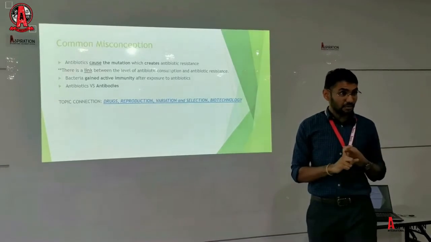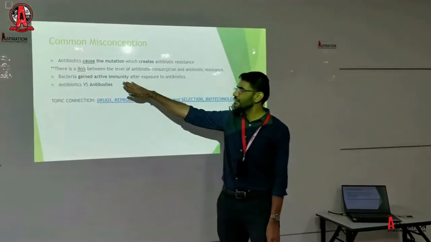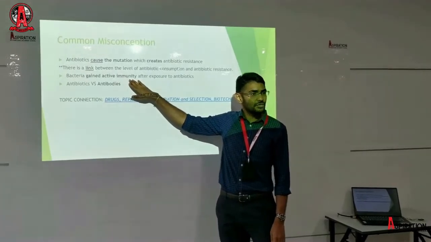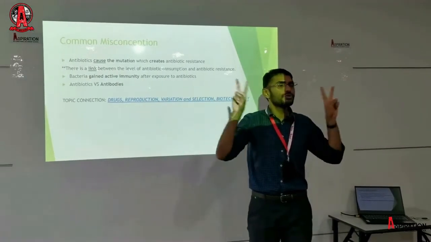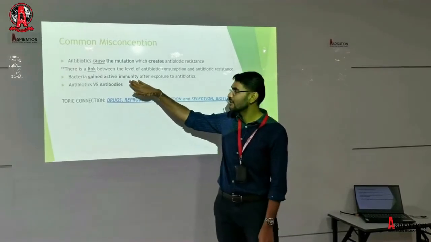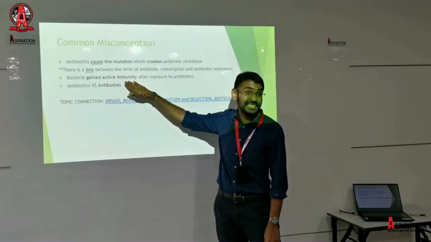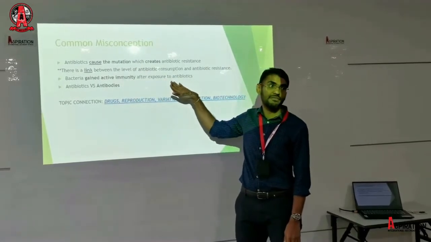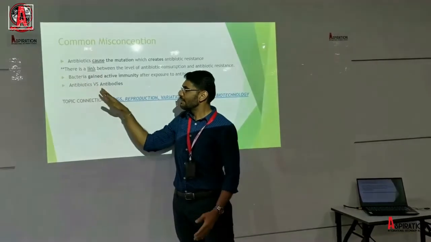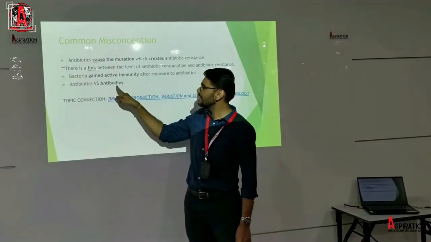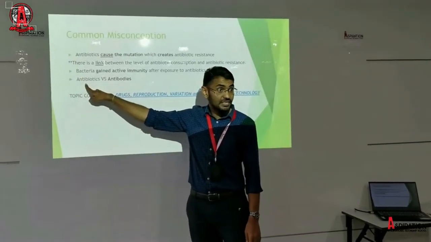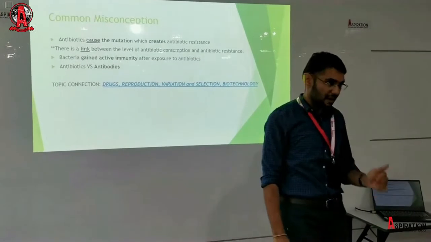That's number one. Number two, bacteria can never gain active immunity, because the student is trying to put two ideas from two different topics together. So bacteria should never be able to gain active immunity, and that is not the cause of them having resistance. And some of them, maybe because of exam tension, may accidentally write antibodies as opposed to antibiotics. Can you see that? So please choose your words carefully.